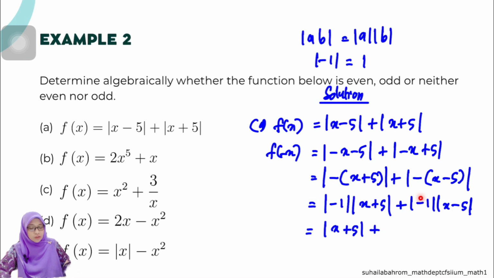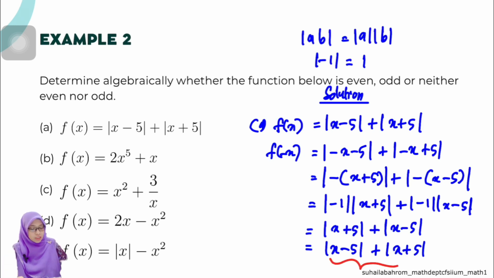Modulus of negative 1 is equivalent to positive 1. So what is left is only modulus of x minus 5. If you rearrange this, you will get modulus of x minus 5 plus the modulus of x plus 5. So what you can conclude here is that this function is equivalent to the original function.